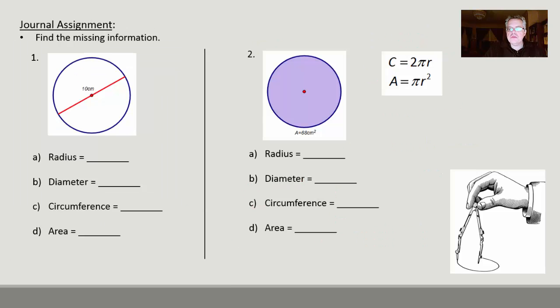All right, so I have just two for you to do for the journal assignment. On this first one, we're given the diameter. The diameter is 10 centimeters. Go ahead and find the other four quantities. And in the second problem here, you're given the area. So I don't know if that's a little hard for you to see, especially if you're watching from your phone, but the area is 68 centimeters squared. That's the fact you're starting with. You're going to find the other three things. Good luck.